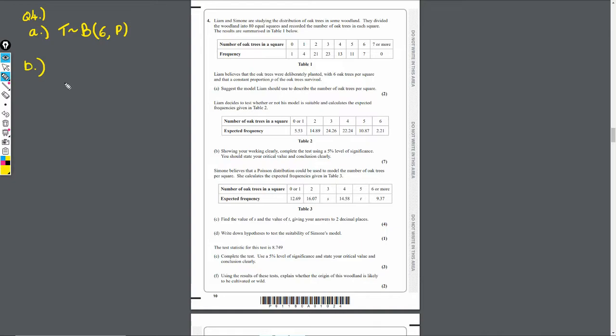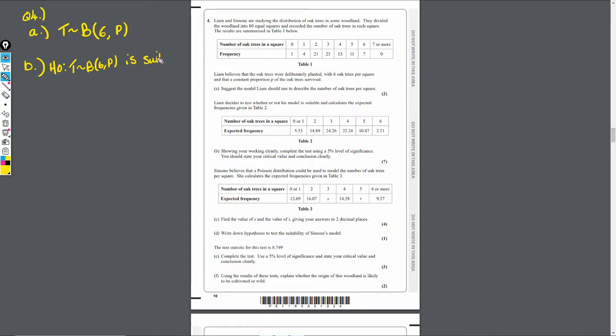So we're given some expected frequencies in this table here, table 2, and part B just asks us to complete the test here for a chi-squared test. So let's have a look at what we've got to do first for this. Well, because it's a test, let's write down a H0 and a H1. So H0, well, my H0 here is we're testing whether this model is going to be suitable. If we're testing whether the model is suitable, H0 will mean that T distributed binomially with those parameters is suitable.